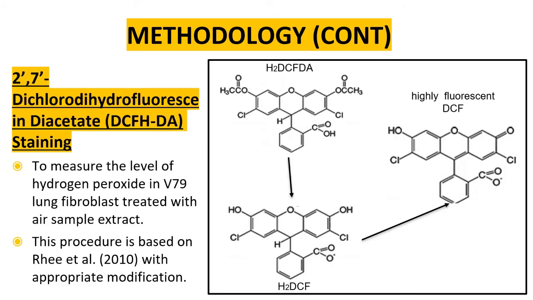The next one is DCFH-DA staining. It is used to measure the level of hydrogen peroxide in V79 lung fibroblasts treated with the air sample extract. This procedure is based on Lee et al. 2010 with appropriate modification. H2DCFDA will passively diffuse into the cell where the two acetate groups are cleaved by intracellular esterase to yield DCFH. Then, if there is hydrogen peroxide, DCFH will form a highly fluorescent product which is DCF.